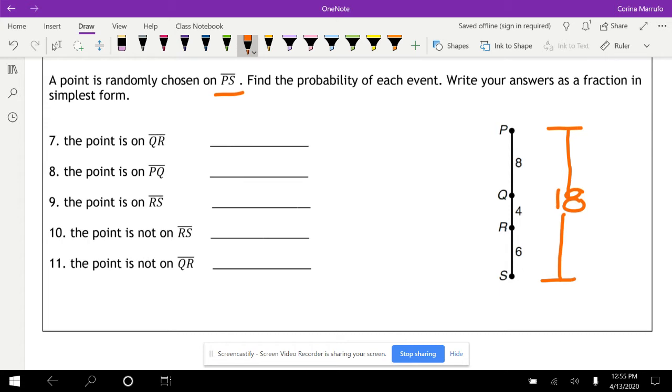It wants us to find the probability of each event. Write your answer as a fraction in simplest form. So once we get our fraction, we need to make sure we reduce the fraction. So the first one is asking what is the probability that we get a point that is on QR. So here is QR. From Q to R is 4. So the probability of landing on QR is 4 out of the total of 18. Okay, because the whole entire line, we had added that up with 18. Now we go ahead and reduce 4 over 18, and that gives us 2 over 9.